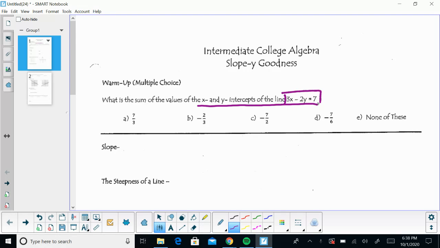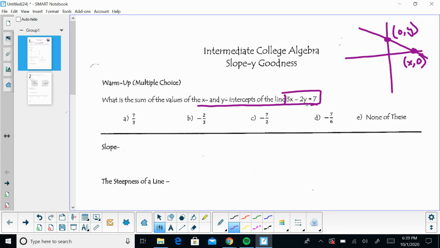So let's say I have this line right here, 3x minus 2y equals 7. Now, if you remember, my x-intercept is the point at which the line crosses the x-axis, and my y-intercept is the point at which it crosses the y-axis. So my x-intercept has an x value and a 0 y value, and my y-intercept has a 0 x value and then an unknown y value.